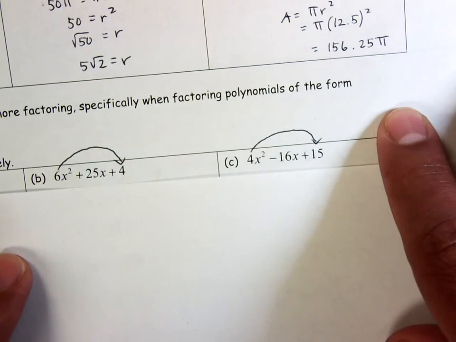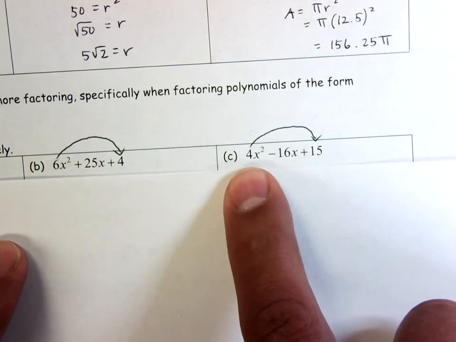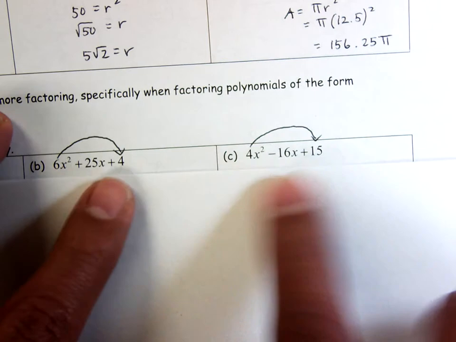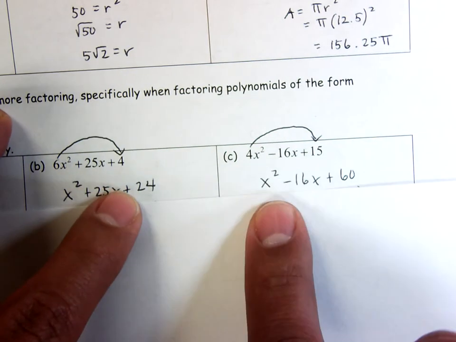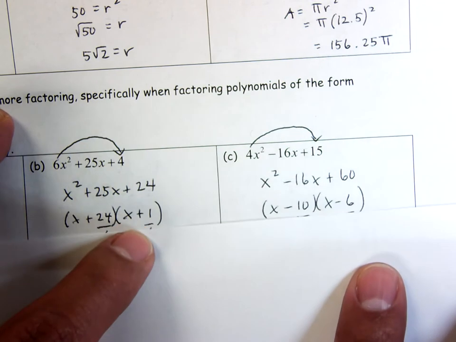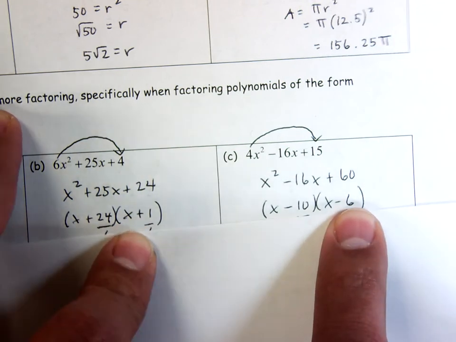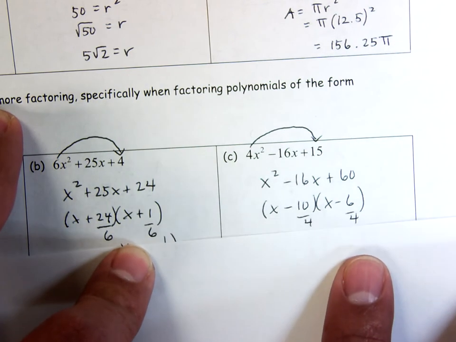Okay, one more. I now have 4x squared minus 16x plus 15. I take this 4, multiply it by 15, and I drop it from the front. So I get x squared minus 16x plus 60. I look for my two numbers, and I see that they are negative 10 and negative 6. I then got to remember, come back, and then I divide by 4.